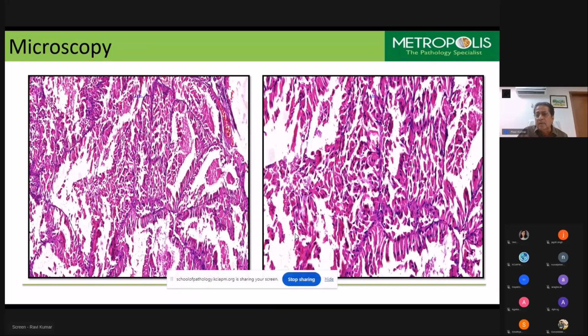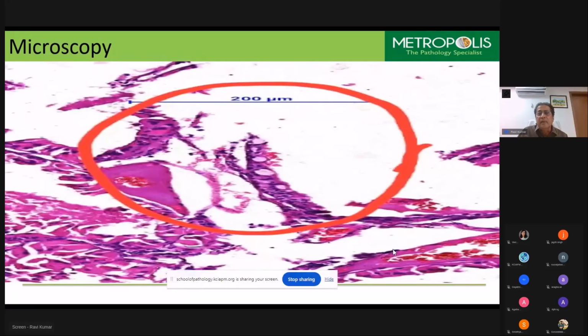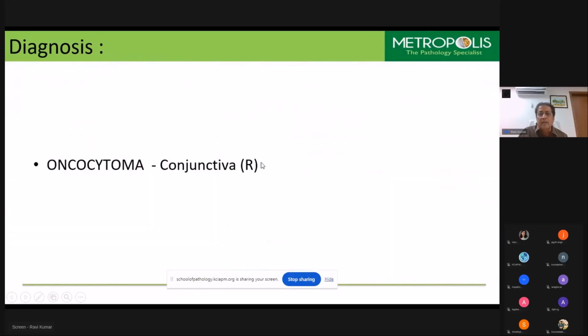Very tall columnar cells. Look at this, very tall columnar cells. Absolutely no atypia. And there are some areas where you can see these very nice goblet cells also, right? Yeah. So we made a diagnosis of oncocytoma conjunctiva on the right side.